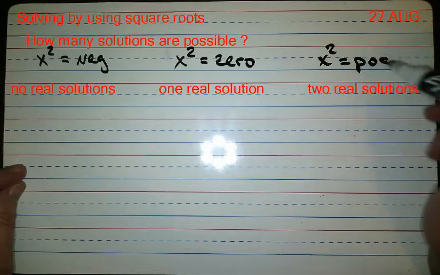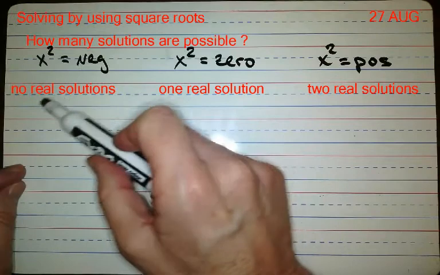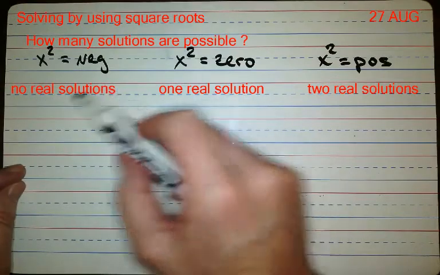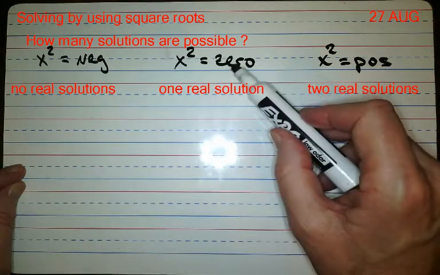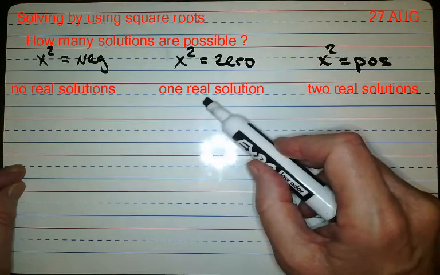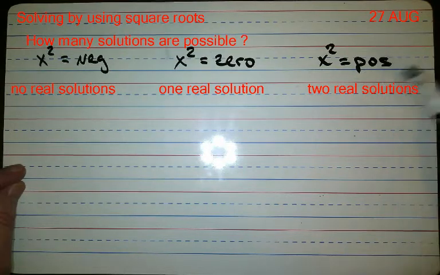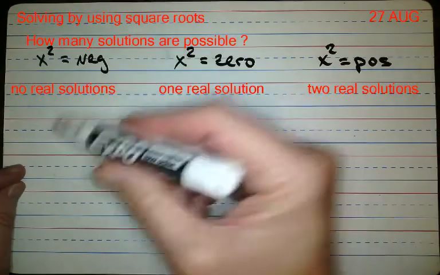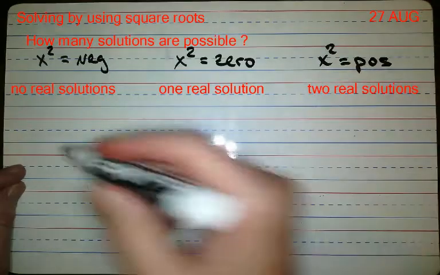So here we go. If x squared equals a negative number, there are no real solutions. None at all. If x squared ever equals 0, then there's one real solution. And if x squared is a positive number, any positive number, there's always two solutions. Okay? So, what kind of questions can they ask in order to get an answer like this?